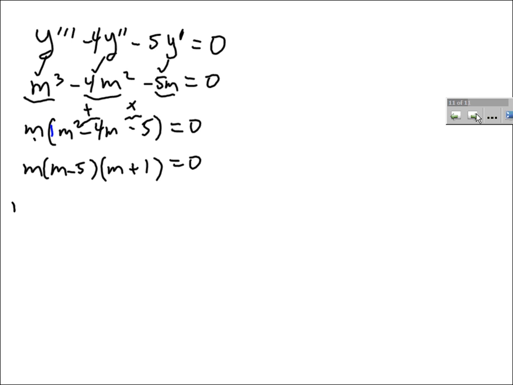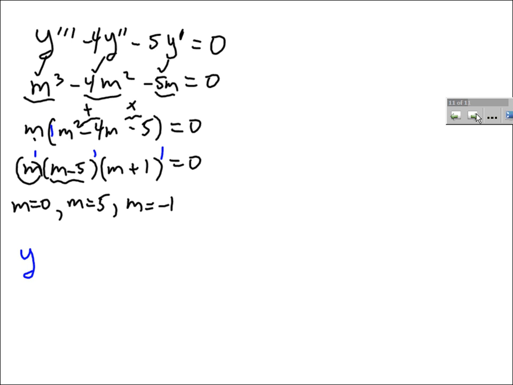Equals 0. So either m is 0, or m minus 5 is 0, or 5 minus 5 is 0. That is, m must be 5. And if m plus 1 is 0, m is negative 1. Those are the three answers. And they're all multiplicity of 1. How do I know that? Because the powers are all 1.